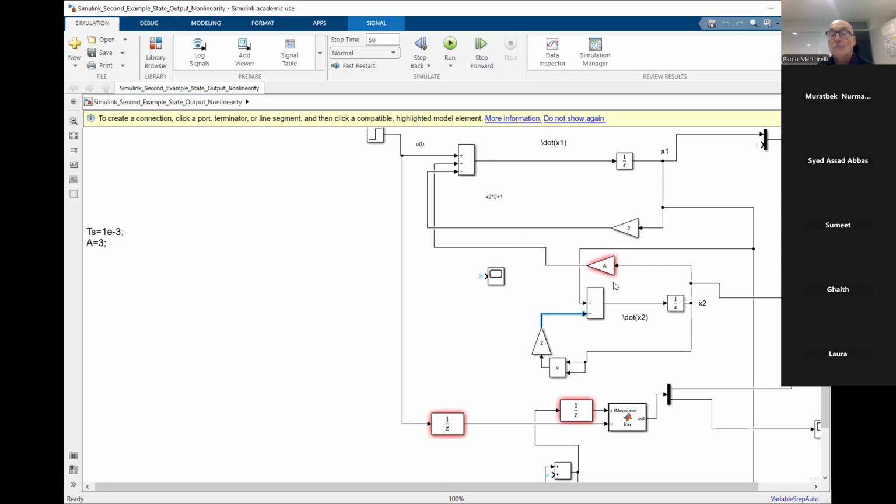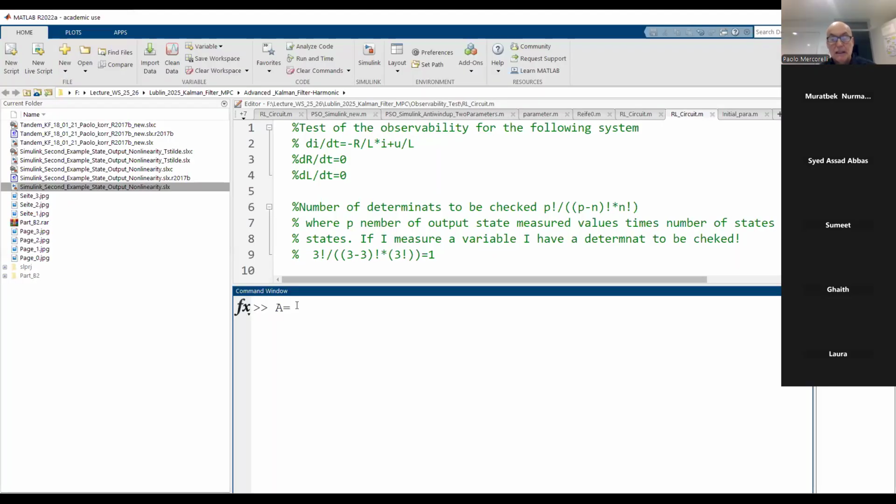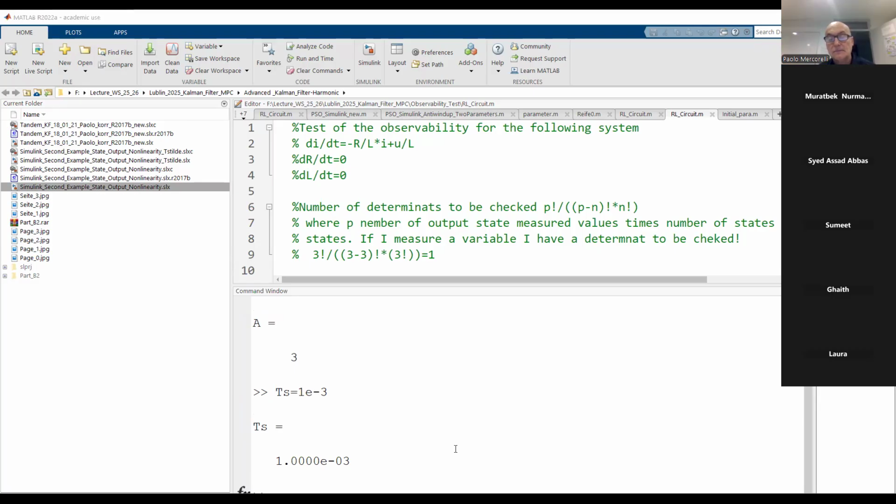Now, if we go to the workspace, I put A equal 3, it doesn't matter which one. And the TS equals something like that. About TS, I told you that nevertheless we have to be careful, but about TS, I will tell you a little bit later.